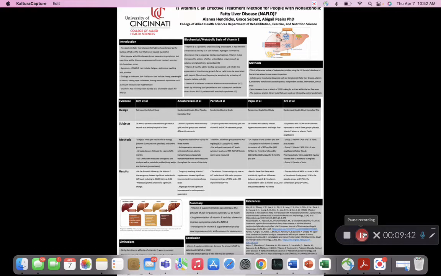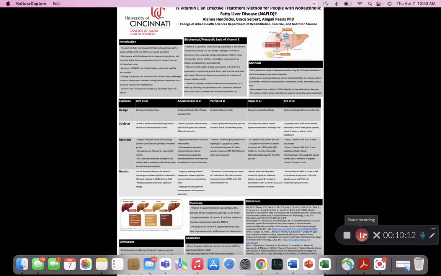And as a summary, vitamin E in general can decrease the amount of ALT for patients with NAFLD or NASH. Supplementation of vitamin E had also shown to improve symptoms related to NAFLD. And participants in the vitamin E supplementation also saw a lot of improvements in their anthropometric parameters like losing weight and other stuff.